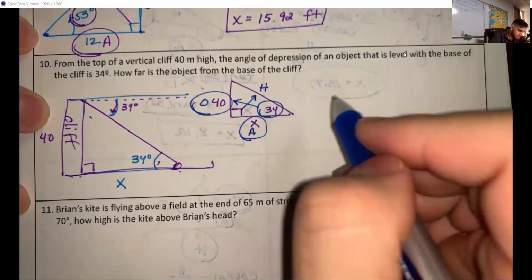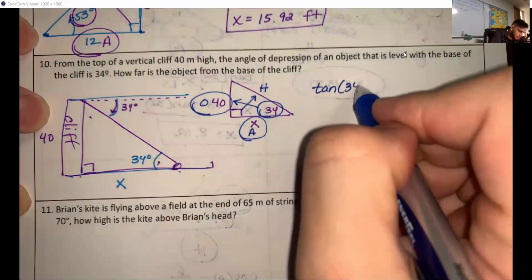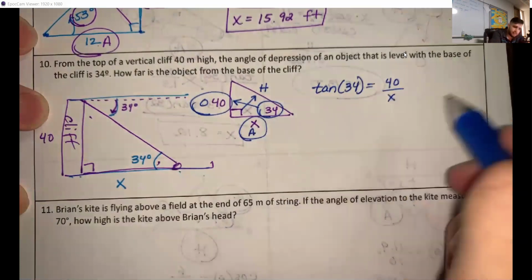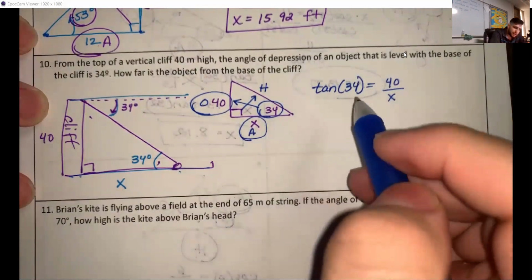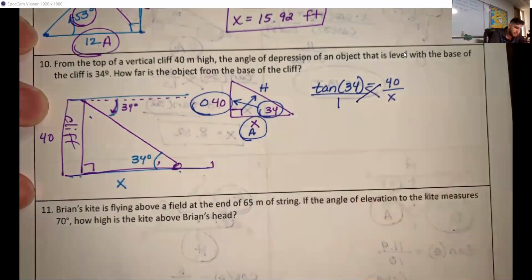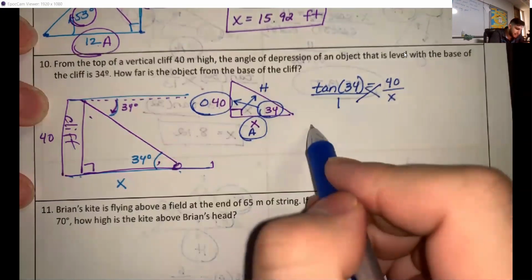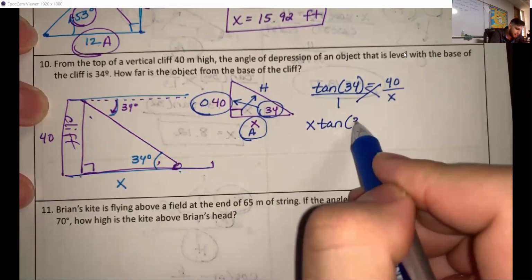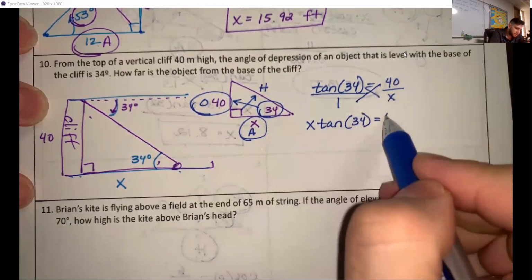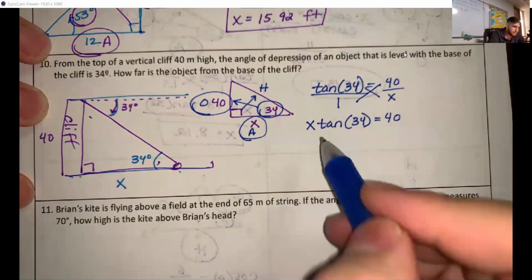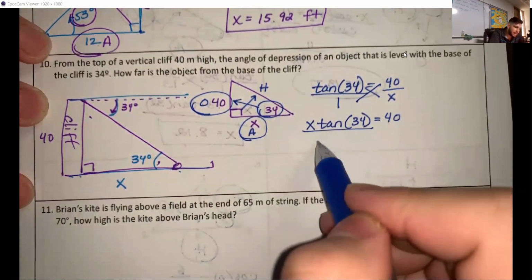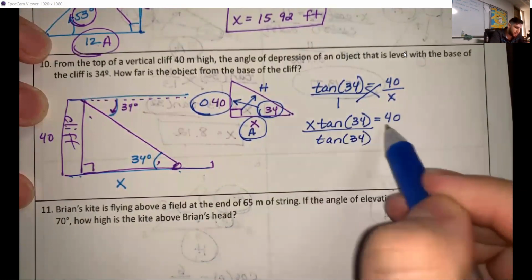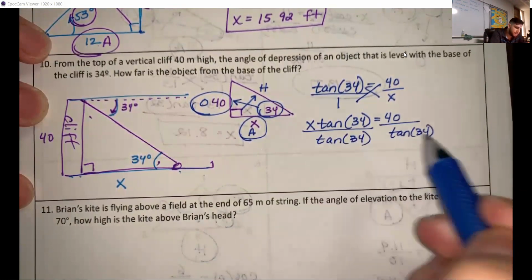All right. So I'm going to do tangent of 34 degrees is equal to opposite over adjacent, 40 divided by X. This is the annoying one. You're going to need to get X by itself by dividing later. But that's okay. We'll put this over 1 and cross multiply. So we have x times tangent of 34 is equal to 40 times 1, which is 40. So to get x by itself, luckily x is not inside the tangent, we divide both sides by the tangent of 34.